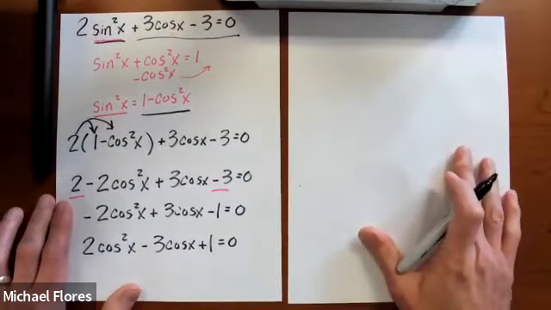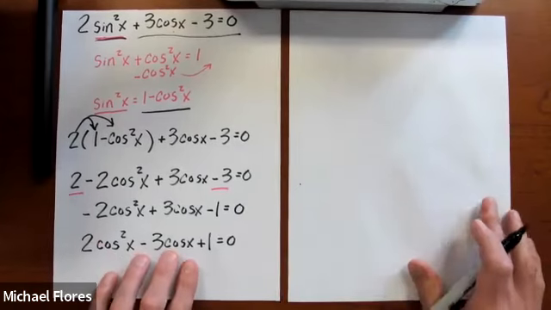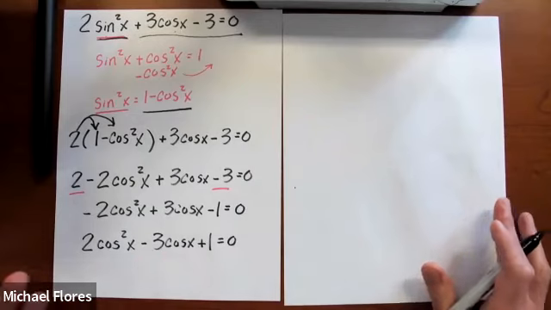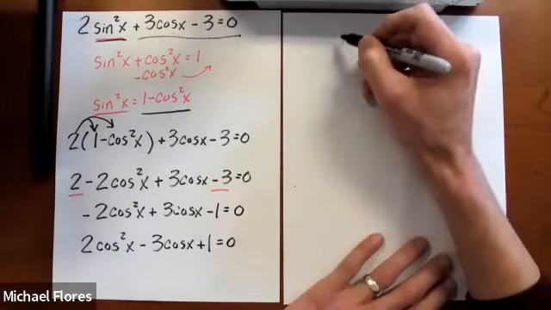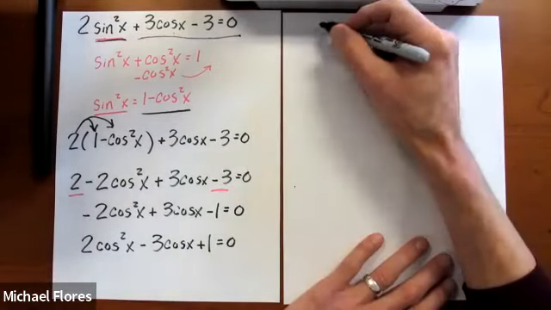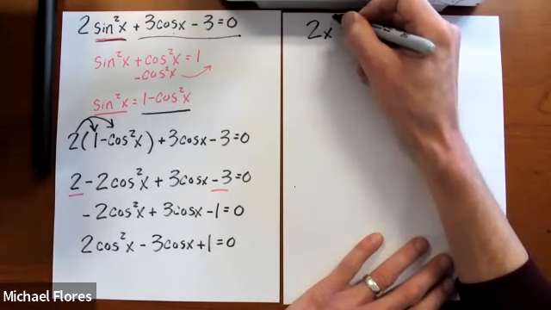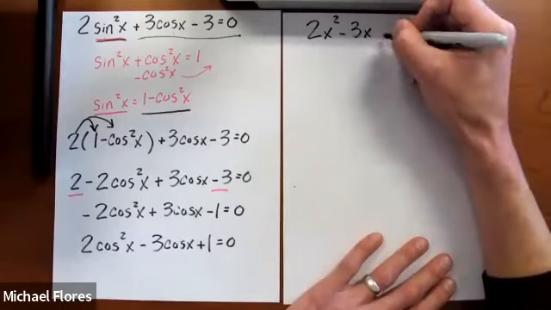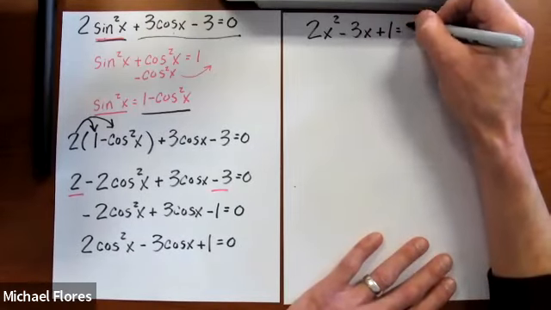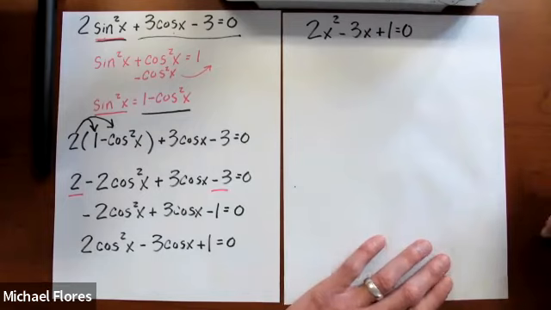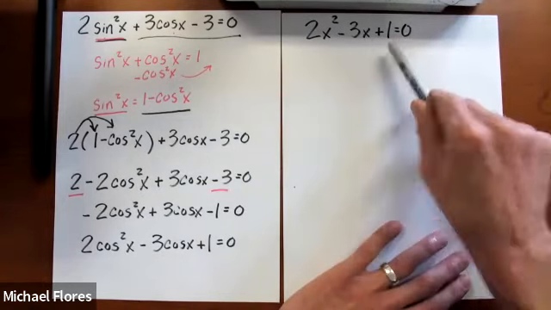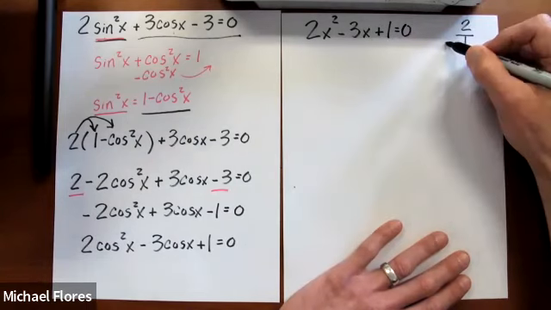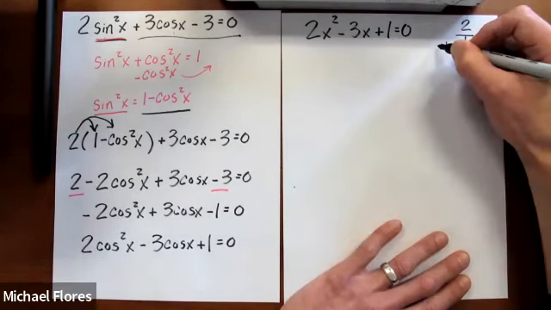Now what I'm going to do is rewrite this trig trinomial in a manner that's more pleasing to the eye, something that we're more accustomed to. So rather than 2 cosine squared of x, let's do 2x squared minus 3x plus 1. And now we can begin factoring. Multiply the number in front with the number in back. We need the multiples of 2 that add to get -3.